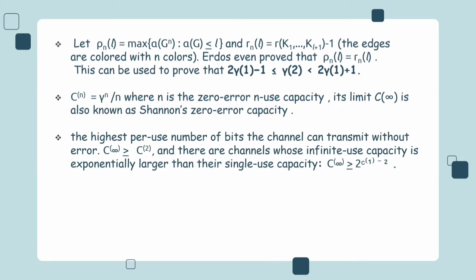C of infinity is greater than or equal to C of 2, and there are channels whose infinite use capacity is exponentially larger than their single use capacity.